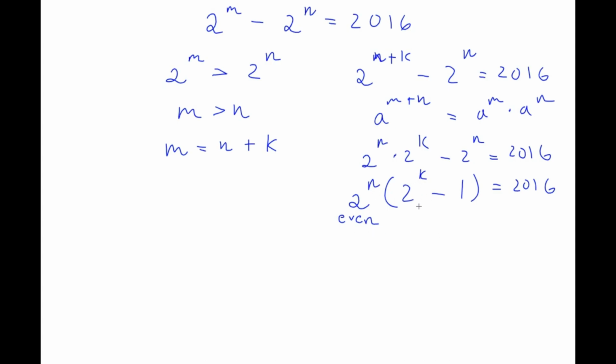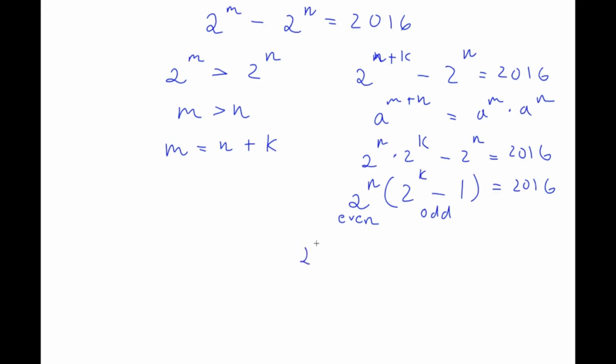Now, if we subtract 1 from an even number, what is it going to be? It's going to be odd, right? So 2 to the power of any number minus 1 will be odd, because 2 to the power of any number is even, so if we subtract 1 from an even number, it's going to be odd. So I have an even number times an odd number. Meaning we need to change 2016 so it's in the form of an even number times an odd number.